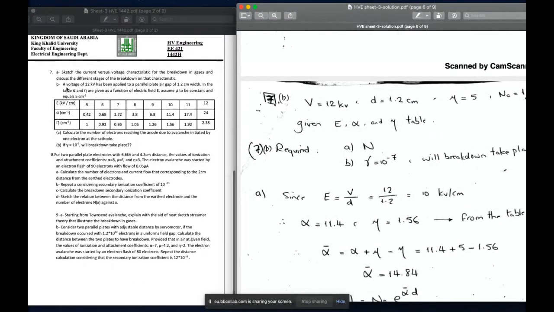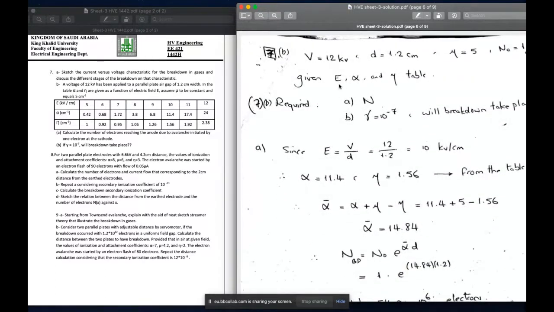Now coming to the second part, a voltage of 12 kV has been applied to a parallel plate air gap of 1.2 centimeter. In the table, alpha and eta are given as a function of electric field E. Assume mu to be constant and equal to 5 centimeters. So here alpha and eta are not given directly. They are given in a table form corresponding to electric field intensity. So first of all, to decide the values of alpha and eta, we have to calculate the value of electric field intensity.